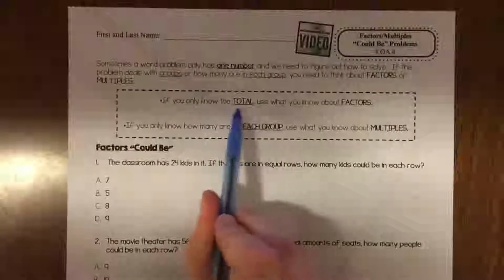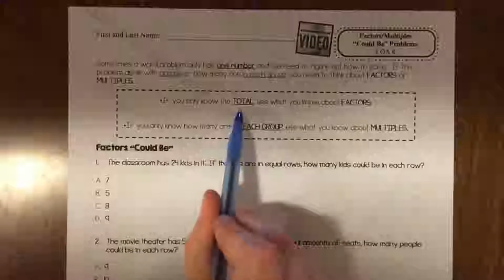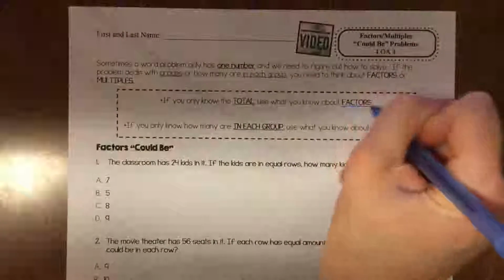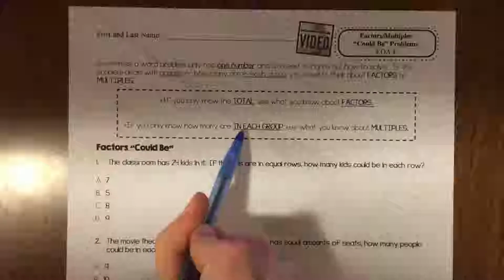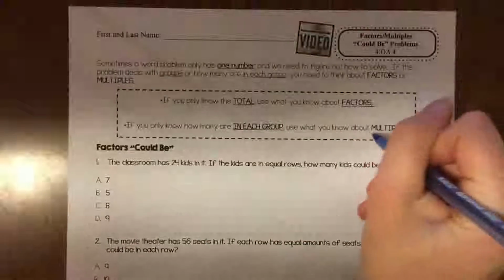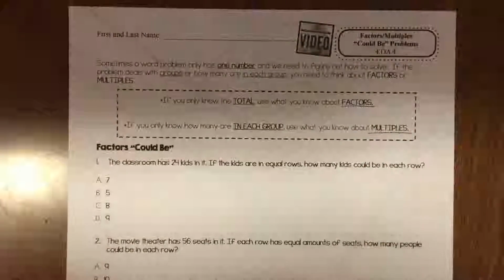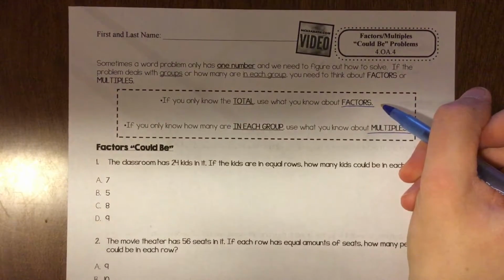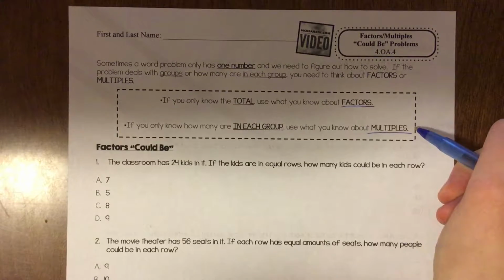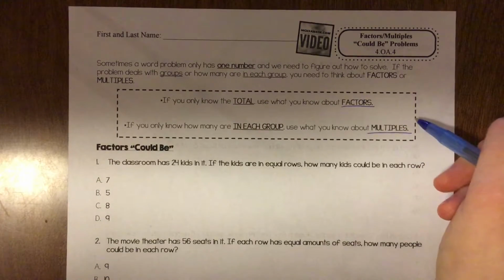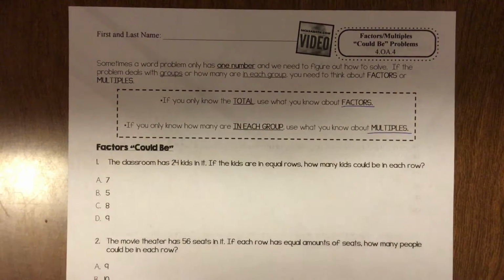If you only know the total, then that's a hint to use what you know about factors. Sometimes, though, you might only know how many are in each group. And if that's what you know, then you're going to want to use what you know about multiples. So we know factors are the numbers that multiply together. And we know that multiples are counting by the number.